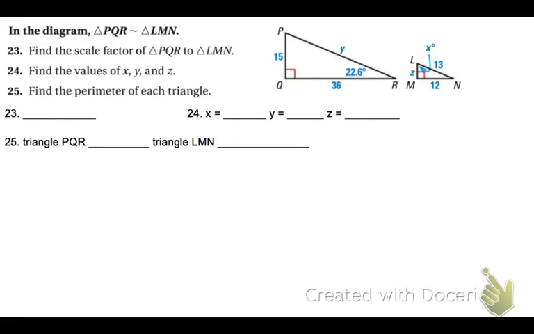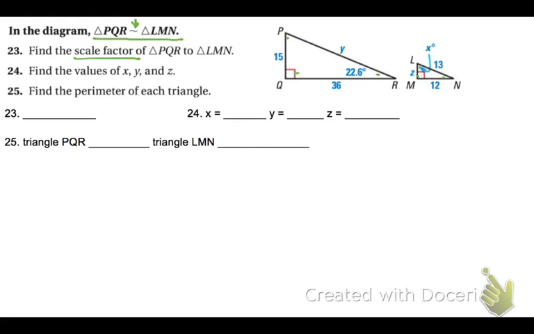Okay, so in this diagram, it's telling you that triangle PQR is similar to triangle LMN. So that means, by the definition of similarity, all the corresponding angles are equal and the sides are proportional. Each of the sides are proportional. So the first thing they ask is to find the scale factor between the two triangles.